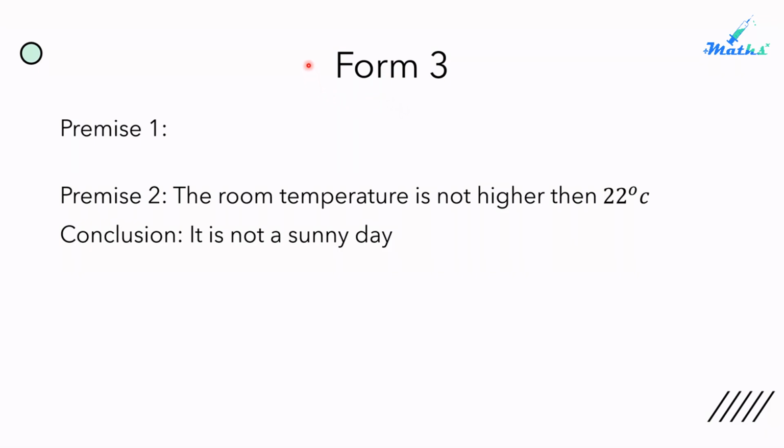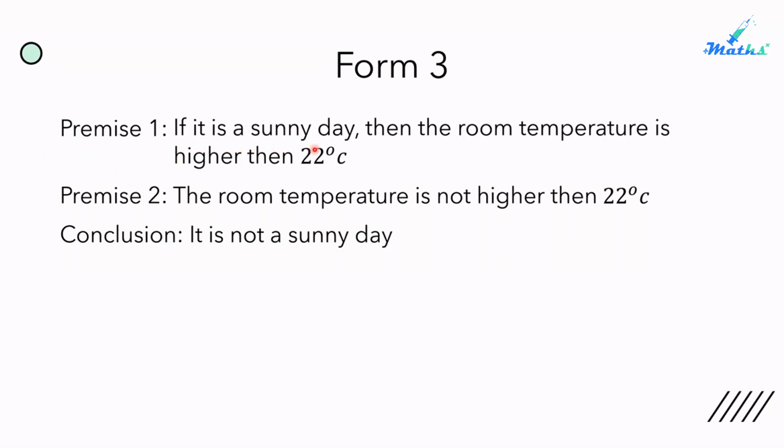Here is the last form, which is form 3. In this question, I would like to give you premise 2 and the conclusion, and you will need to figure out premise 1. So this is quite hard. Premise 2 is room temperature is not higher than 22 degrees Celsius, and the conclusion is it is not a sunny day. So for form 3, premise 2 and the conclusion must be the negation of premise 1. So the answer for premise 1 is, if it is a sunny day, then the room temperature is higher than 22 degrees Celsius.